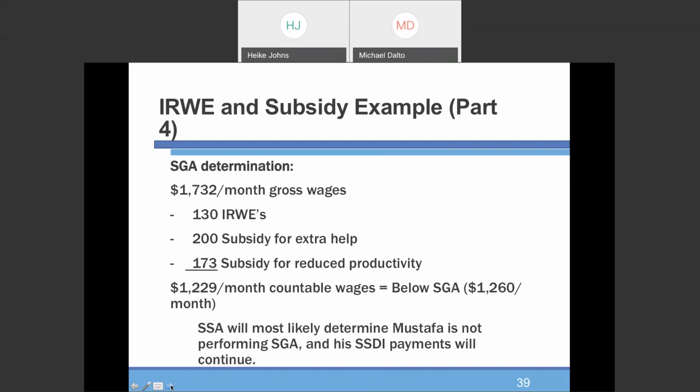So the SGA determination would start with his gross wages, subtract his IRWES, the subsidy for extra help, and the subsidy for reduced productivity. And after those subtractions, the difference, his countable wages, would be $1,229 a month. Since that's below the SGA level for a non-blind person in 2020, below $1,260 a month, Social Security will most likely determine that Mustafa is not performing SGA, and his SSDI payments would continue.